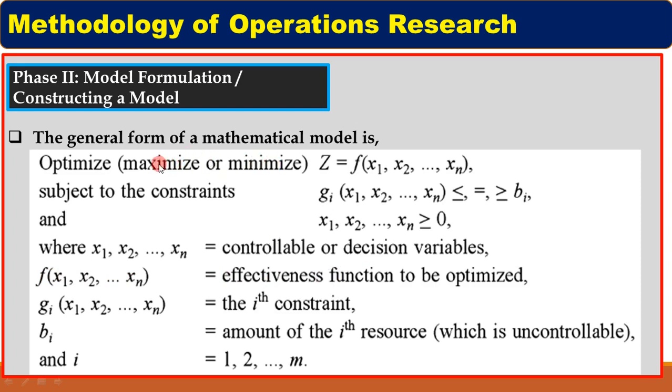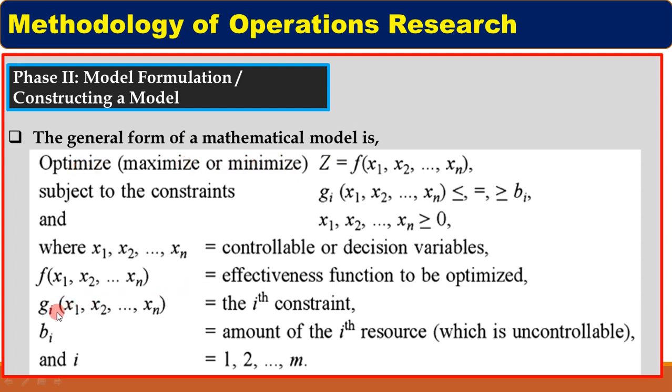If this function represents profit, it has to be maximized. If this function represents cost, it has to be minimized. And if you get the maximum value of profit or the minimum value of cost, it is nothing but the optimal value. So the optimal value represents the maximum value of profit or the minimum value of cost.